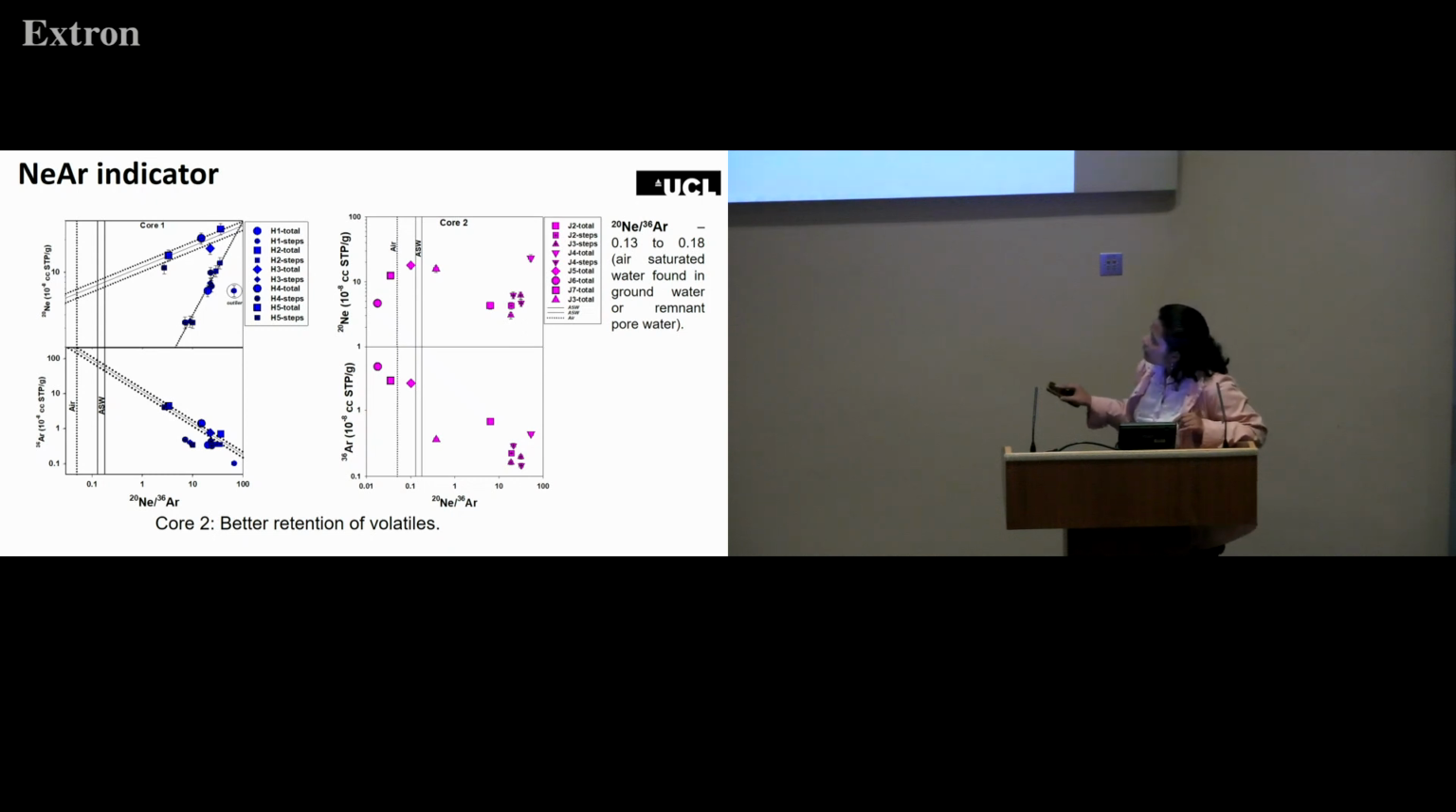So if we look at this one, which is 20 neon and 36 argon as against 20 by 36 elemental ratio. The advantage with the noble gases is that if it is not fractionated, if it is completely retained, we have a very well-constrained air ratio and air-saturated water ratio. This is where samples should ideally be sitting on these lines. So that is the elemental ratio.